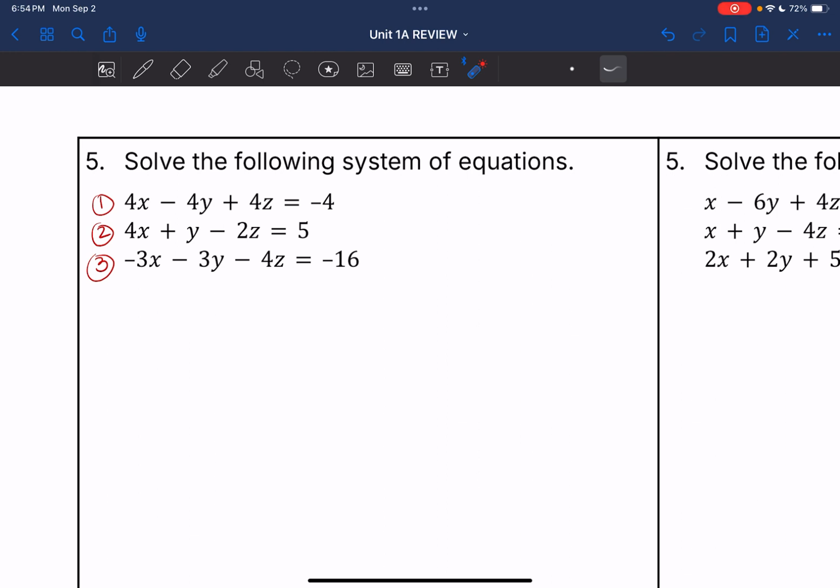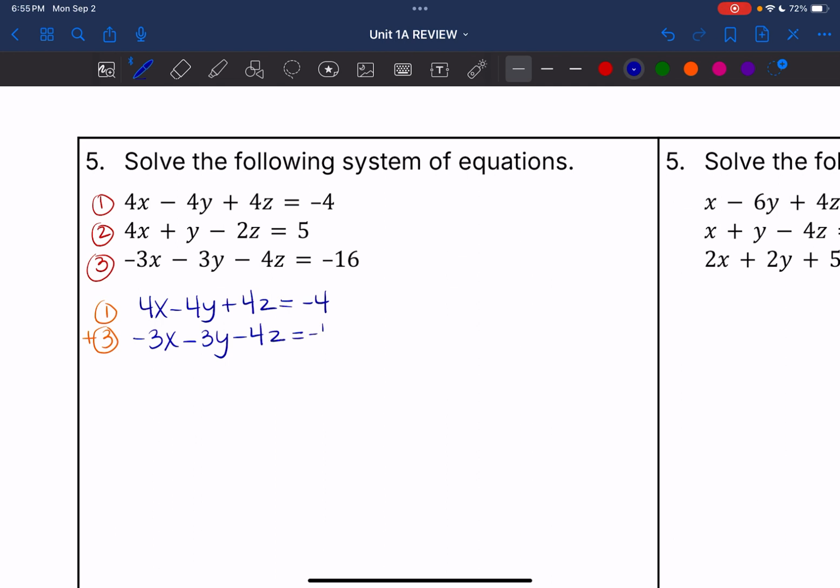I'm going to go for the z's only because the 2 that are the same, see how they're both 4? One's positive and one's negative, so that means that it's pretty much set up for me already. So first step that I'm going to take is I'm going to get equation 1 and add it to equation 3. Equation 1 is 4x minus 4y plus 4z equals negative 4. And equation 3 is negative 3x minus 3y minus 4z equals negative 16.